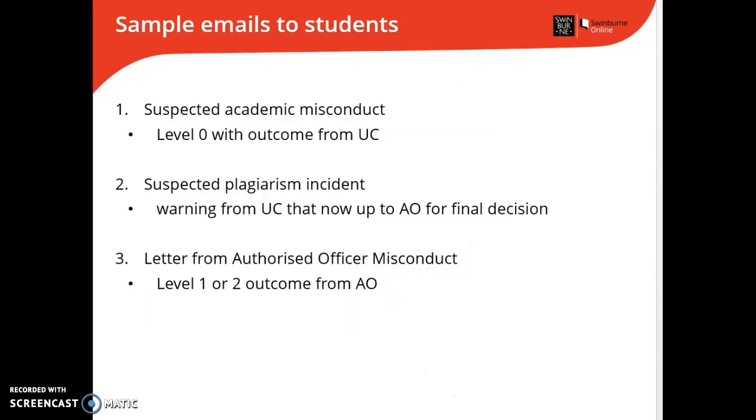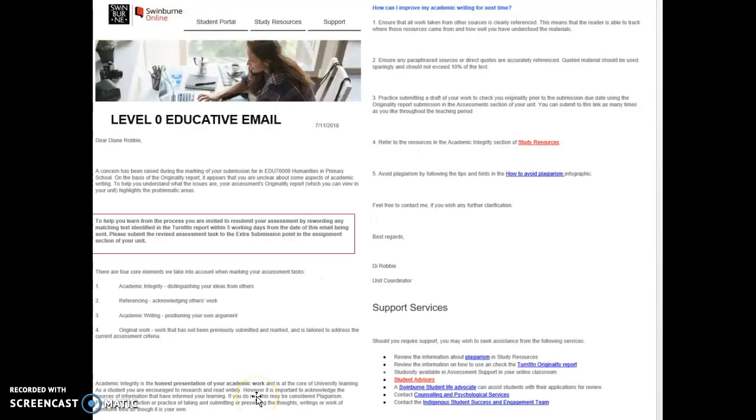Once the unit coordinator or authorised officer has made a decision, the students will be sent an email. So if it's a level 1, they get the suspected academic misconduct email. If it's been lodged as a level 1 or 2, the unit coordinator sends a warning email that it's now in the hands of the authorised officer to make a final decision, and then the authorised officer will send a final outcome letter. This is an example of the level 0 educative email.